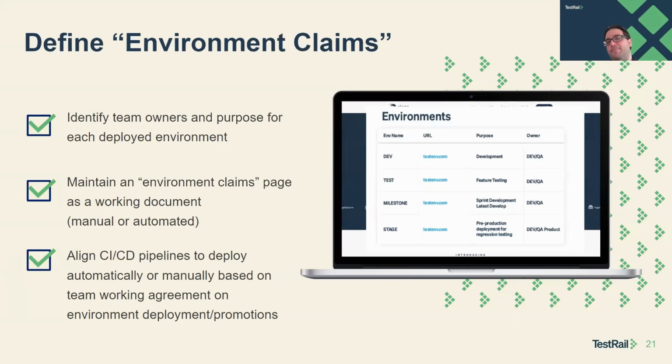This is a dummy example that we put in, but it's something I could see a team doing. Maybe you have a dev, test, maybe a milestone environment, staging, and obviously production, but having an owner, a purpose, and maybe even a branch that's deployed, and you list the branch. I have seen teams automate this, which is really cool.